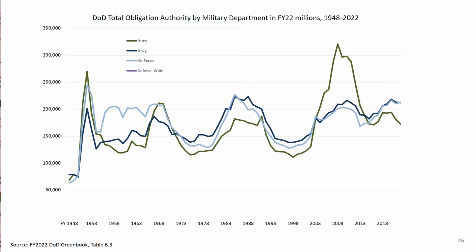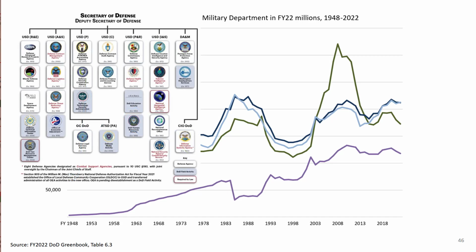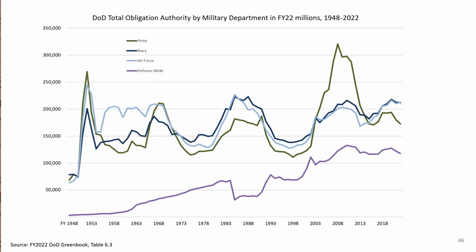But this isn't the whole picture. We need to add this purple line, which are the defense-wide accounts. This pays for the Joint Chiefs of Staff, for the Office of the Secretary of Defense, all the defense-wide field activities and agencies. And we see that that is taking a bigger and bigger and bigger chunk of the defense budget. And to the extent that those agencies and activities are removing a burden from the services and creating some efficiencies, this is a good thing.